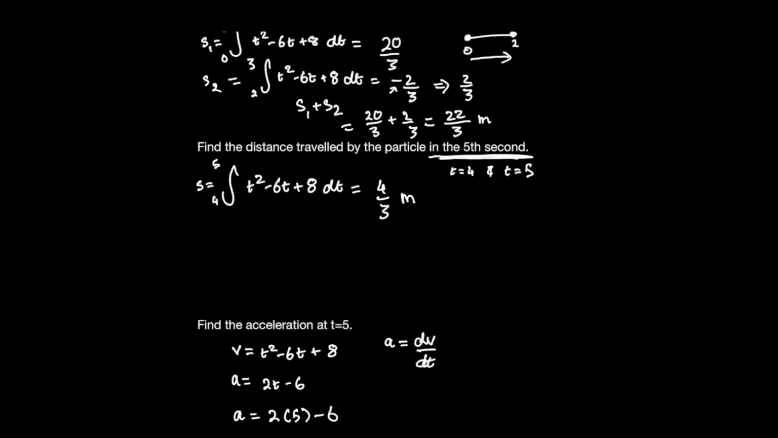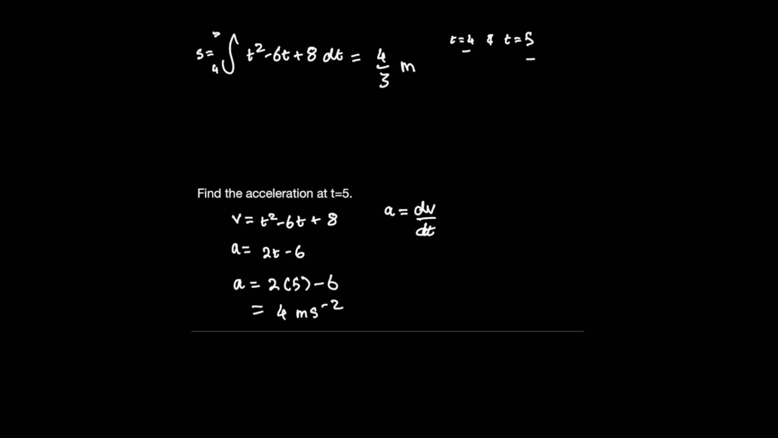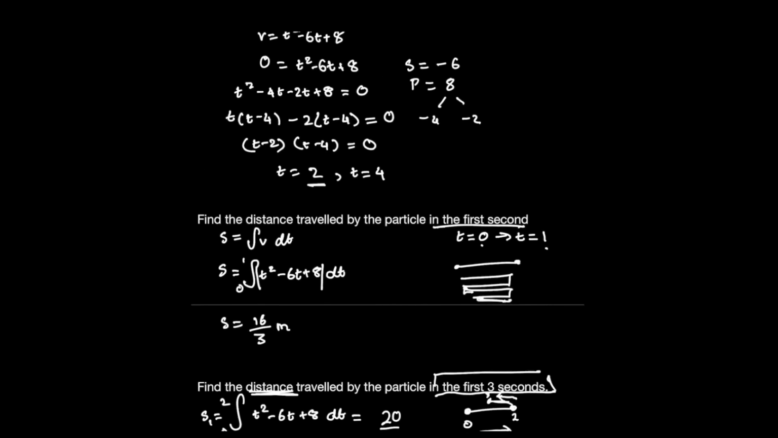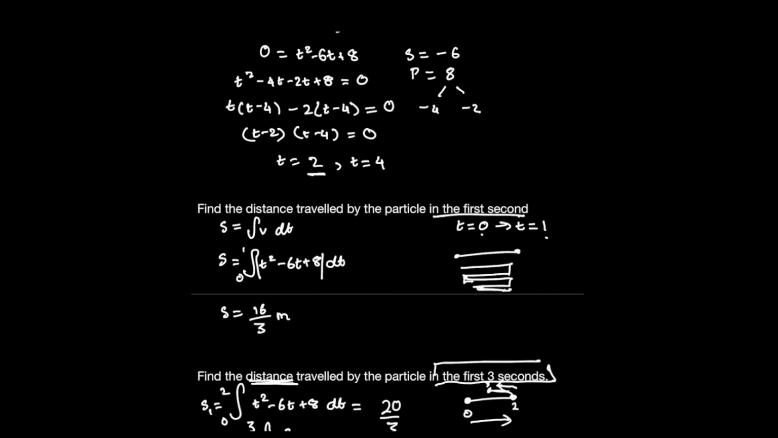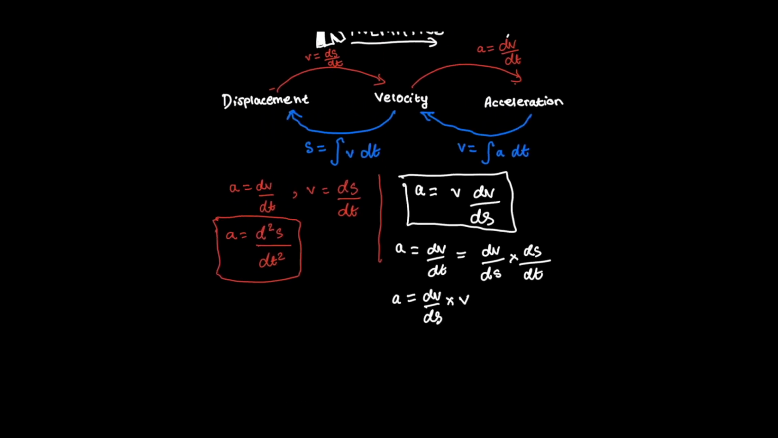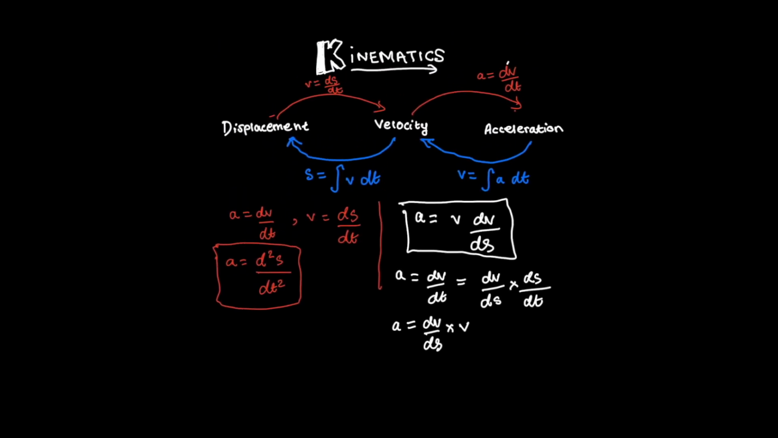And in the 5th second means from t equals 4 to t equals 5. And if they ask us to find the acceleration at t equals 5, that's super simple. Just differentiate the formula and substitute the values in. So these keywords are super helpful, and as soon as you see them, you know what you need to do, and you just go for it. Practice a few sums, and kinematics should be super simple. And this formula is something you should remember, as it can save you a lot of time.